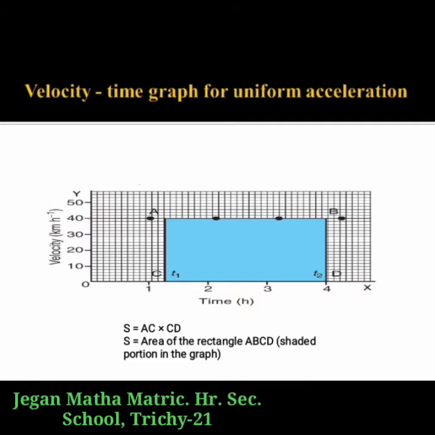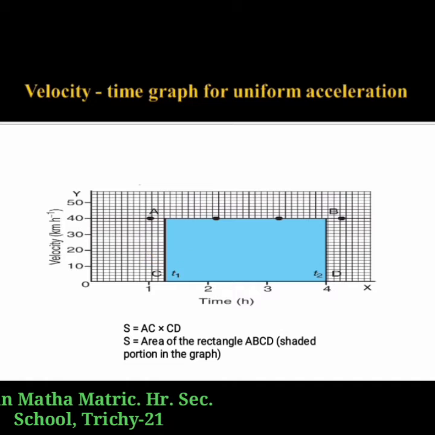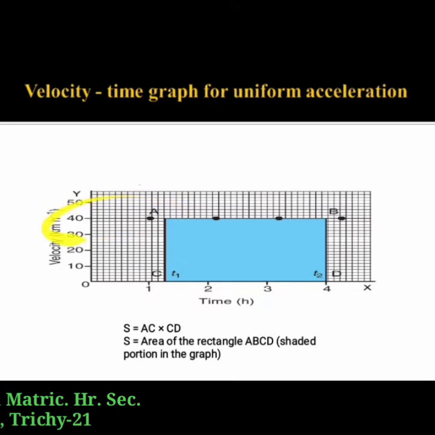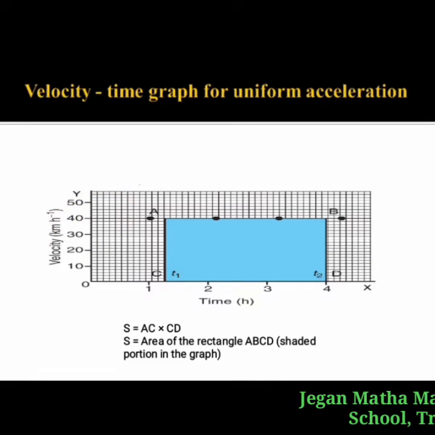If the object moves at uniform velocity, a straight line parallel to the x-axis is obtained. Here the object moves at 40 km/h. So this graph shows the velocity time graph for a car moving with a uniform velocity of 40 km/h. This straight line parallel to the x-axis shows that the car is moving with uniform velocity of 40 km/h.